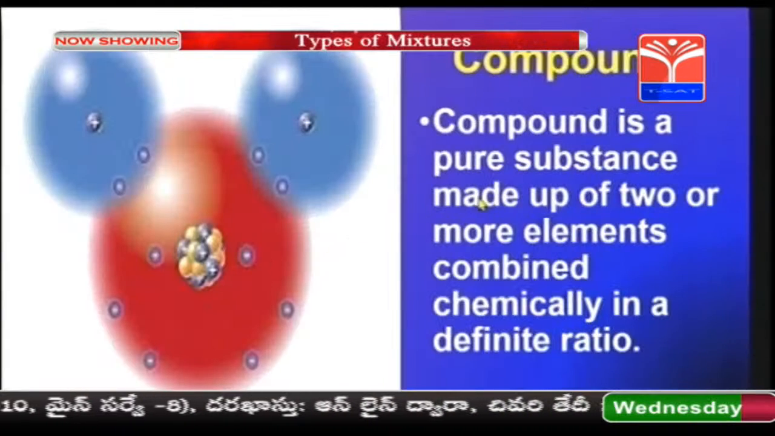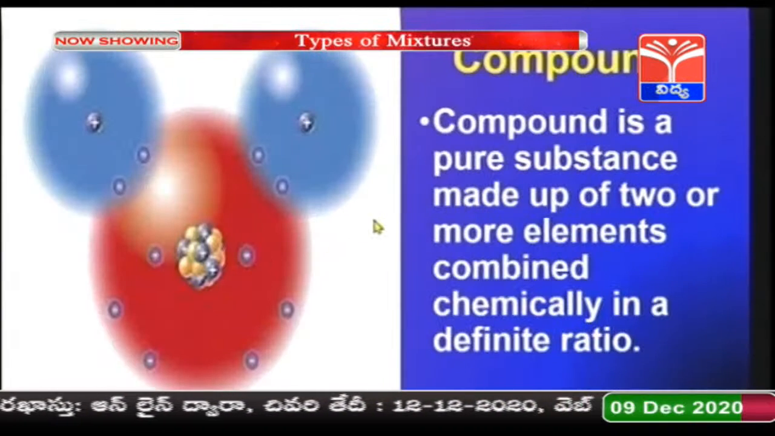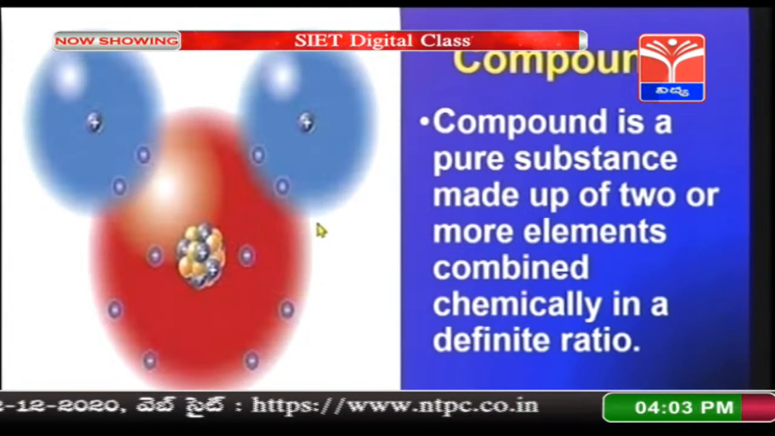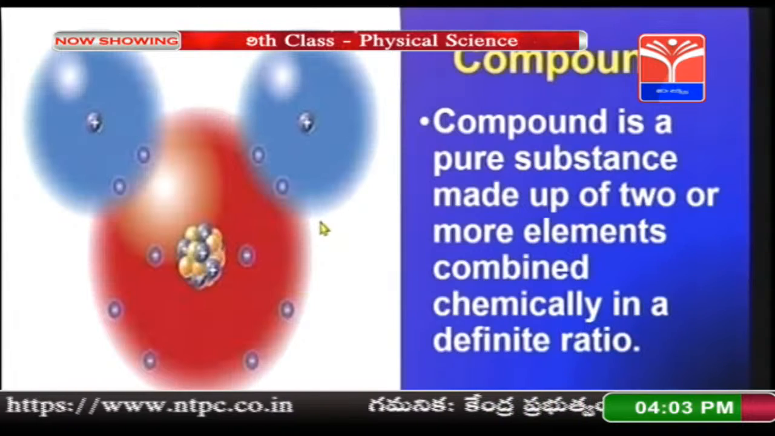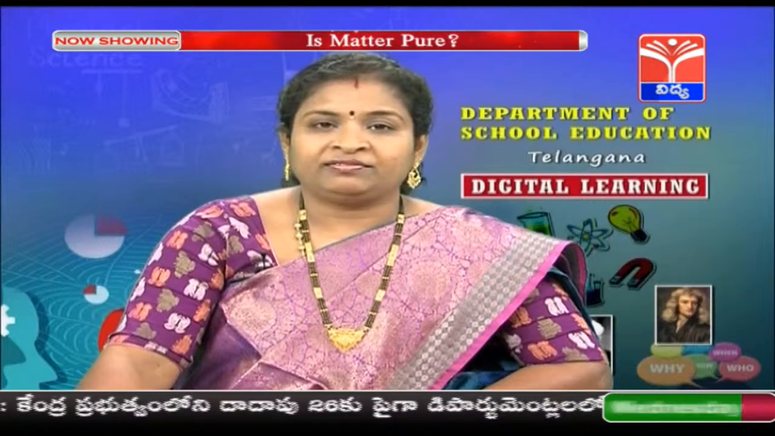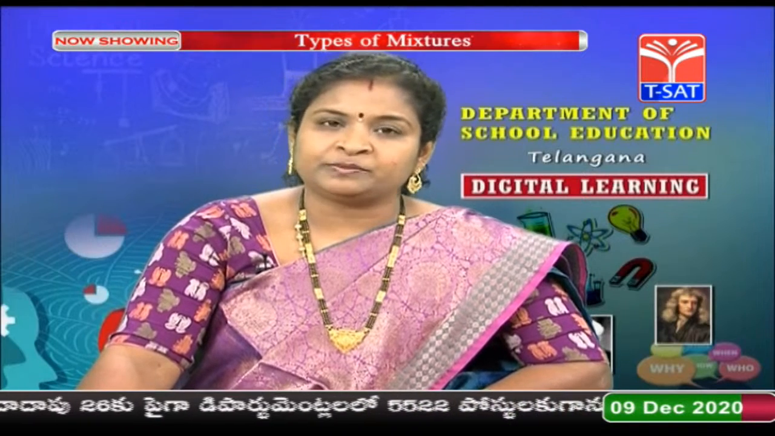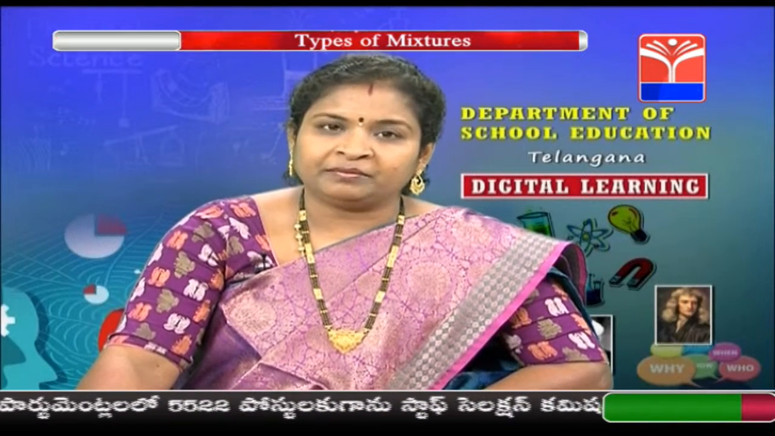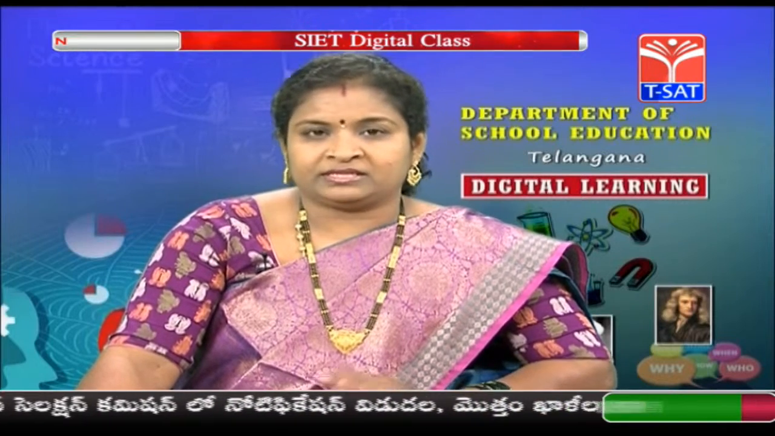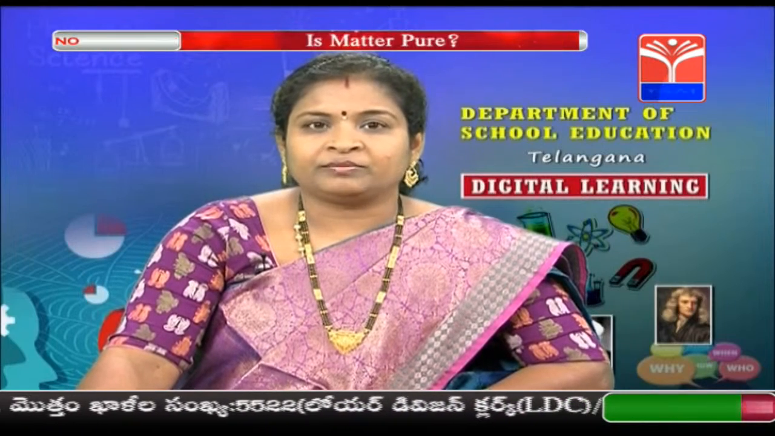Let us define compound, children. Compound is a pure substance made up of two or more elements combined chemically in a particular ratio. So if you want to separate the different elements present in the compound by the chemical method, you will be getting the same elements after the separation, isn't it? So it is also a pure substance.